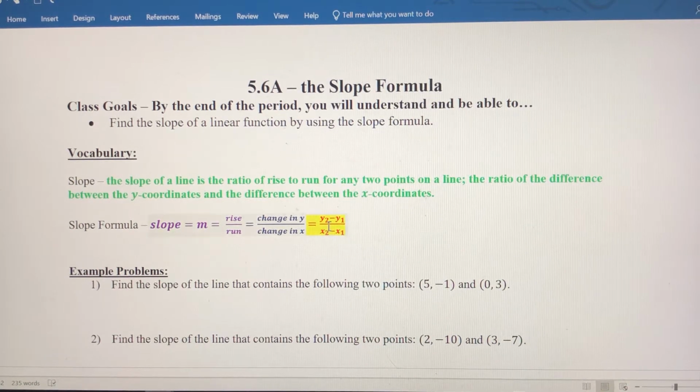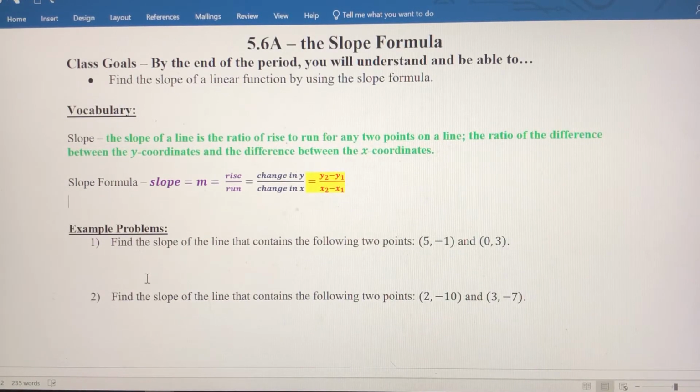And what that means, we're going to take the y coordinate of the second point, and we're going to subtract from it the y coordinate of the first point, and we're going to be consistent in the denominator. In the denominator, we're going to take the x coordinate of the second point and subtract from that the x coordinate of the first point. It doesn't matter what you consider the first point or the second point, really, just as long as you're consistent between what you start with in the numerator and what you start with in the denominator, okay?